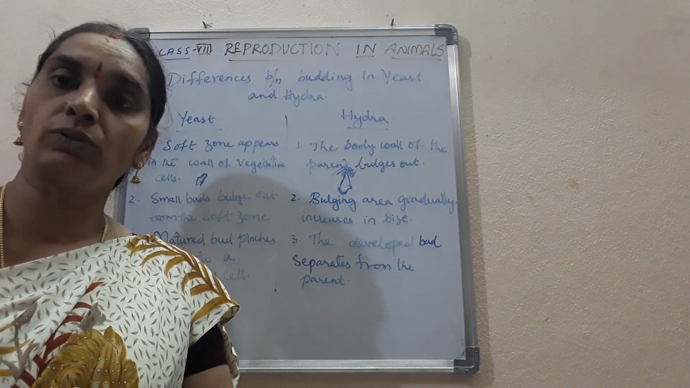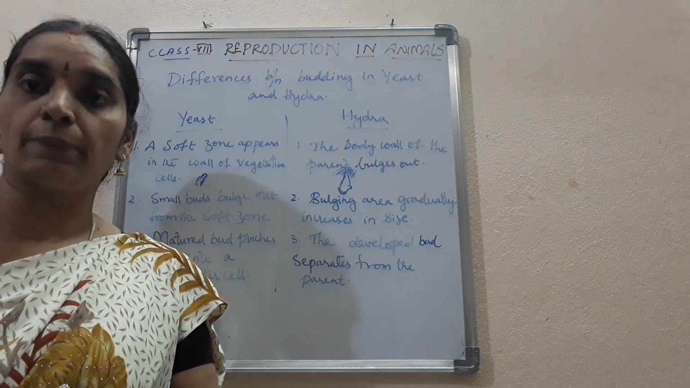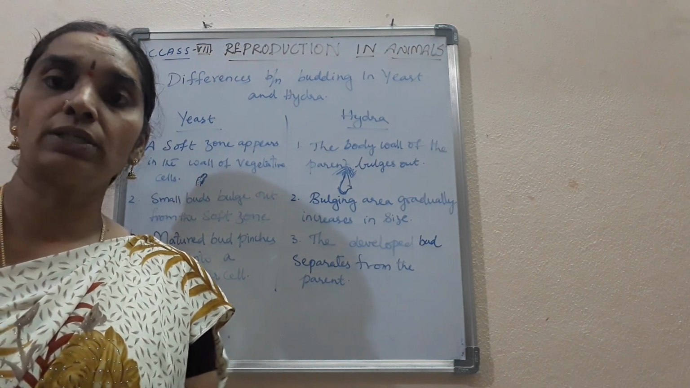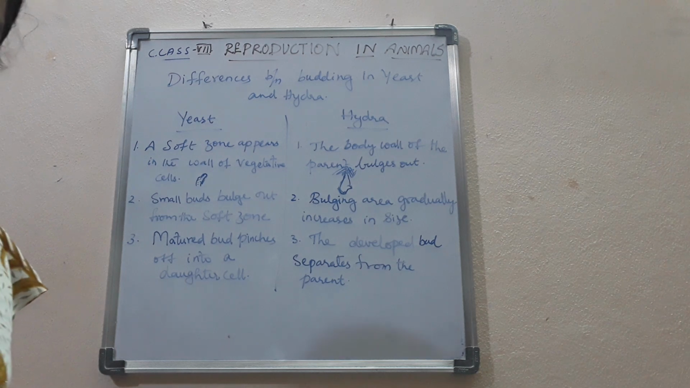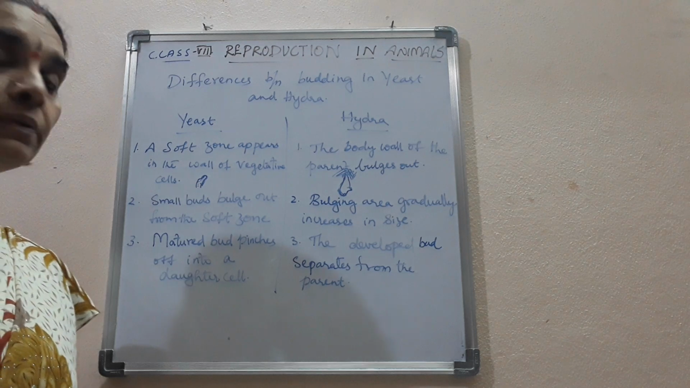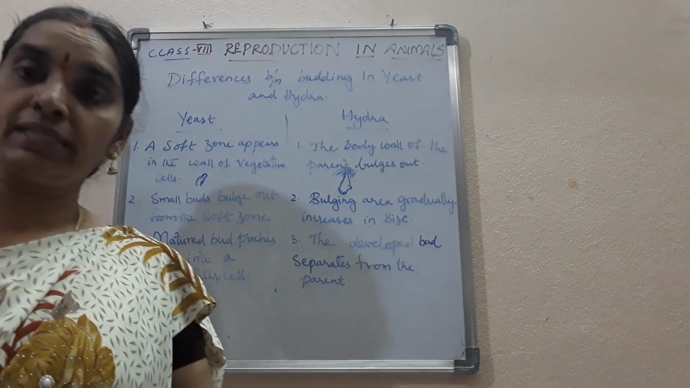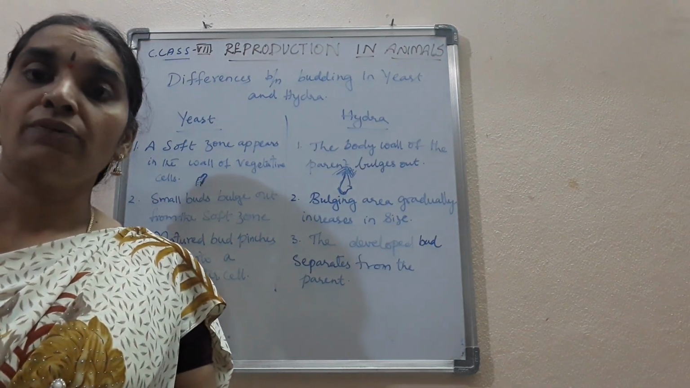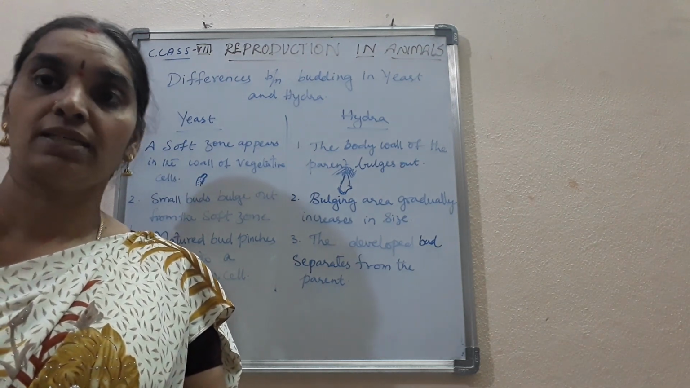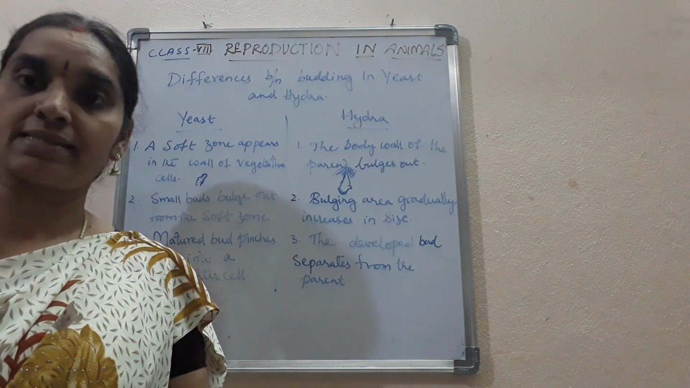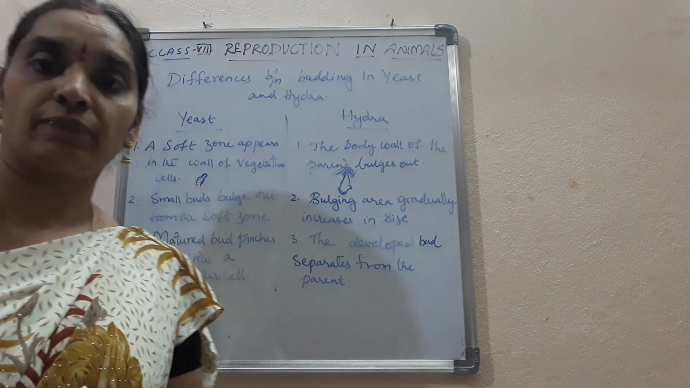Tomorrow's class we'll see about the amoeba, that is, how reproduction takes place. Okay, thank you, children. Note down this answer. So in amoeba, binary fission takes place. What is binary fission? We'll see in tomorrow's class. Okay, children, amoeba is a unicellular organism, you know it. We'll see in the next class. Okay, thank you. All the best.